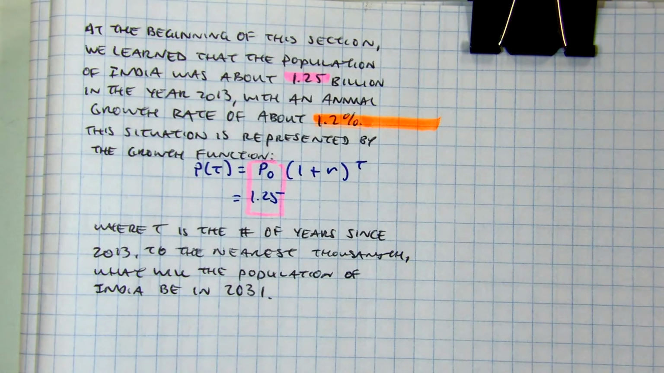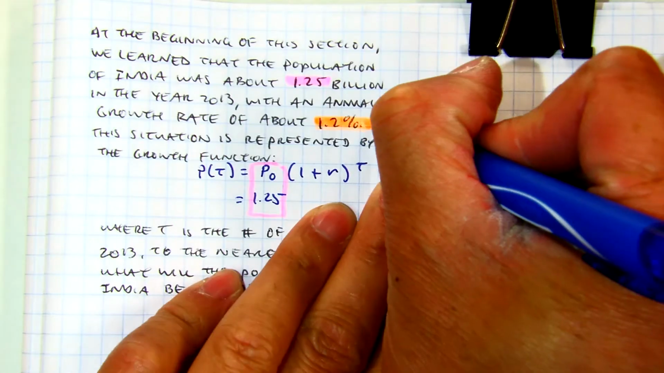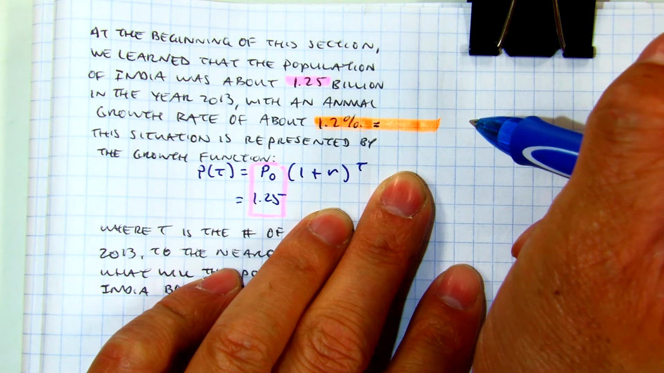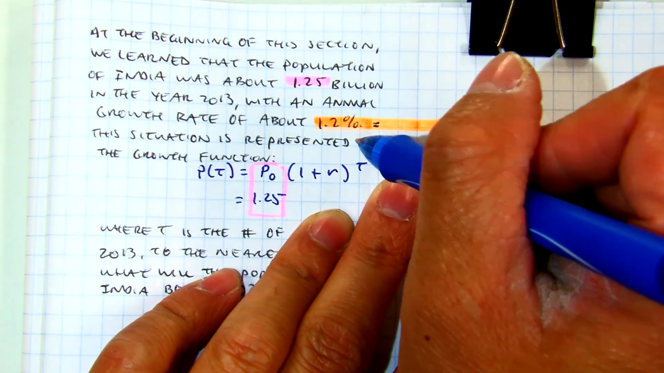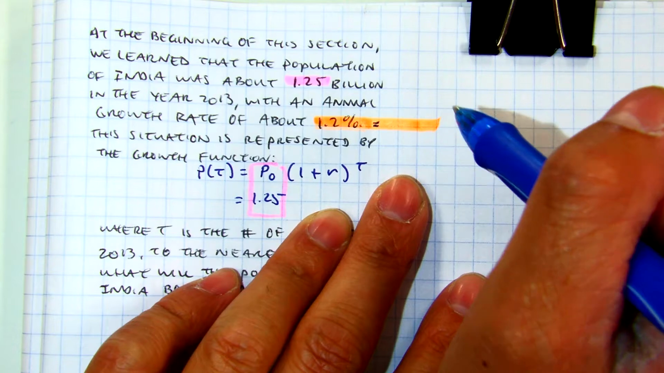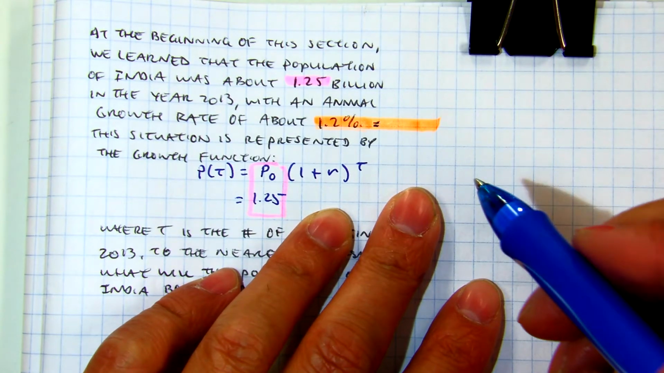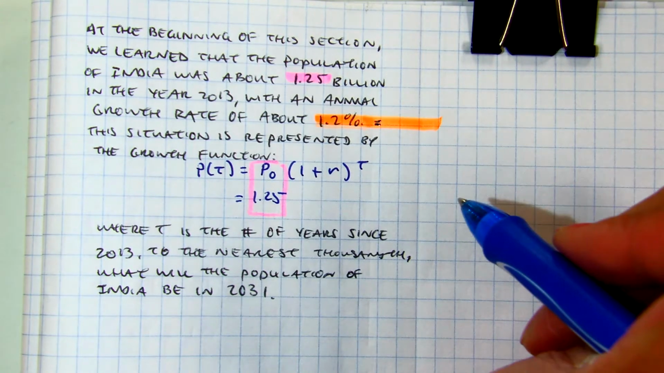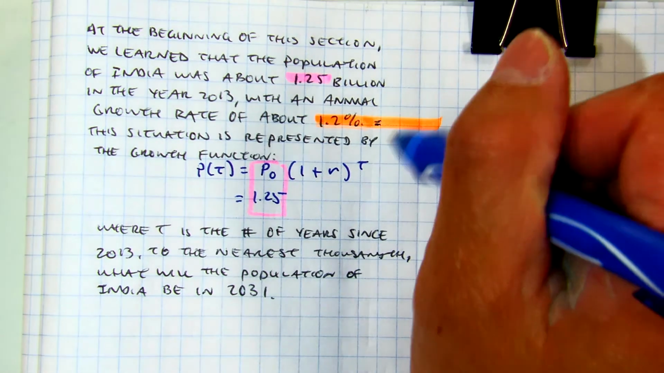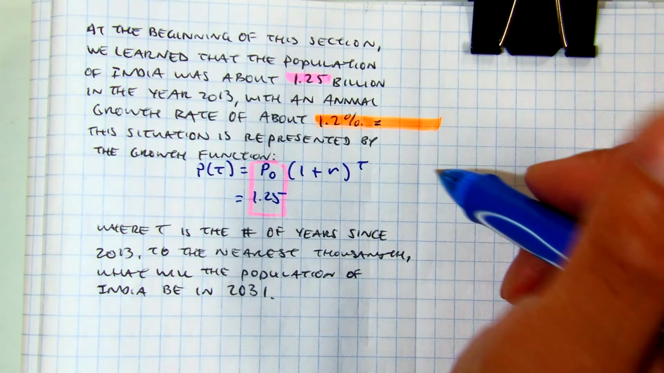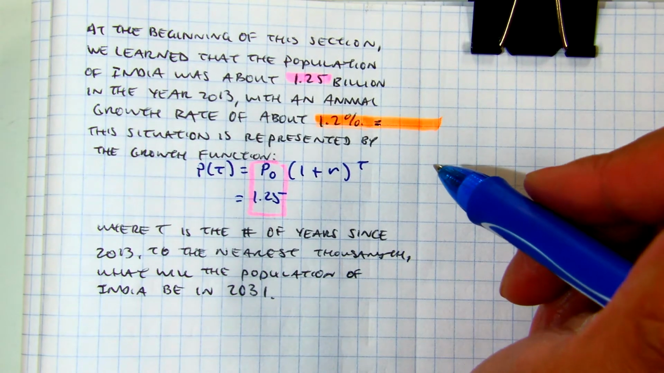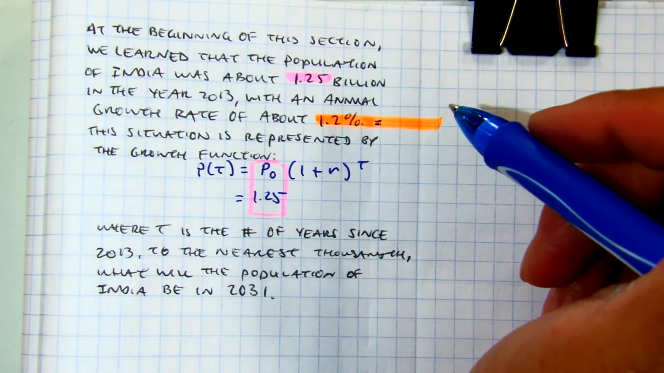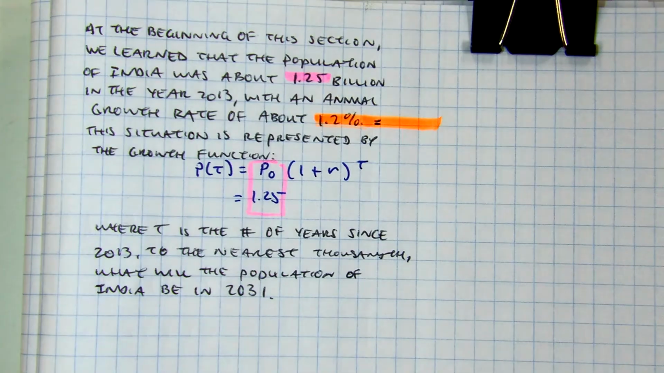Decimal. How do you change 1.2% into a decimal? Your answer? Talk to your partner. Multiply by 100 or divide by 100? Divide. Raise your hand, multiply. Raise your hand, divide. You're going the other way, right?